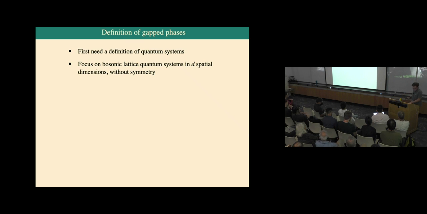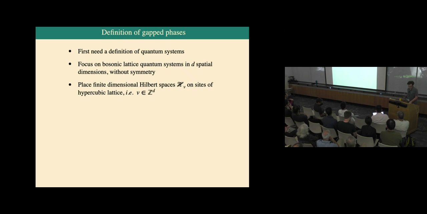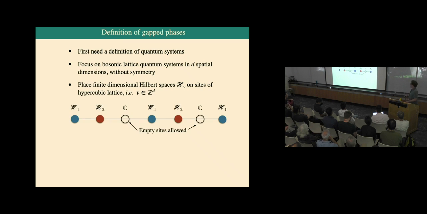Okay, for simplicity, I'll focus on bosonic quantum systems on a lattice in d spatial dimensions, and I won't impose any symmetries. I'll always consider the hypercubic lattice in d dimensions, and on each site I'll put some finite dimensional Hilbert space. So this is some picture of that in 1D. We can have these two different Hilbert spaces here, H1 and H2. We're allowed to have empty sites where we put a one-dimensional Hilbert space, no degrees of freedom there.